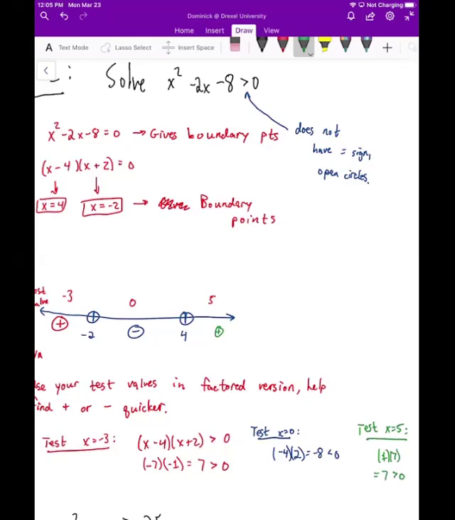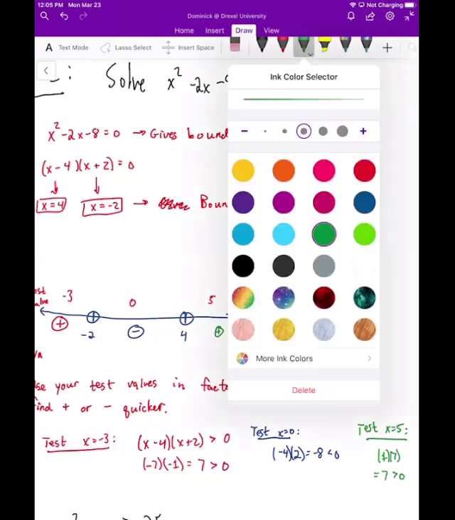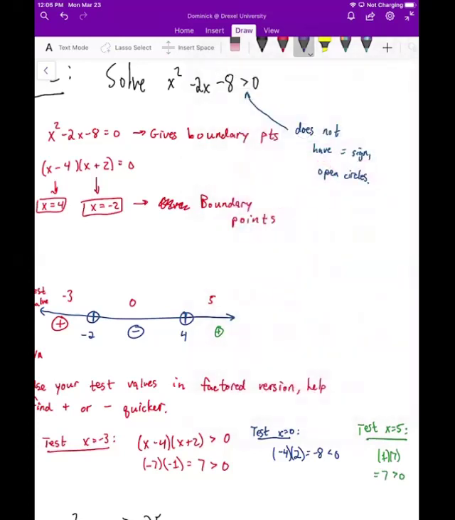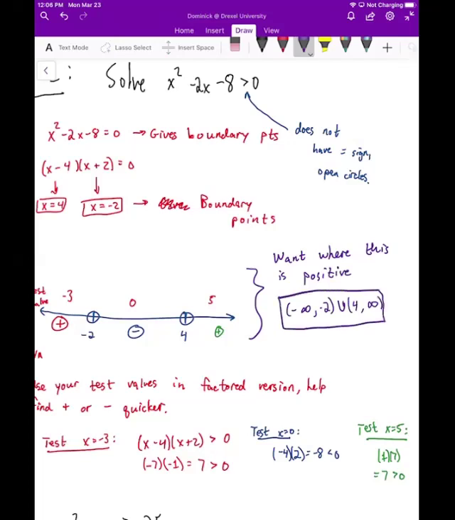So now we just need to wrap this up by stating what our answer will look like. Again, we want where this is positive. So where is this positive? Well, it's positive from -infinity to our first boundary point, which is -2, and we don't include that since we have an open circle. And then we union that with everything from 4 to +infinity. So that's our solution for this first inequality.